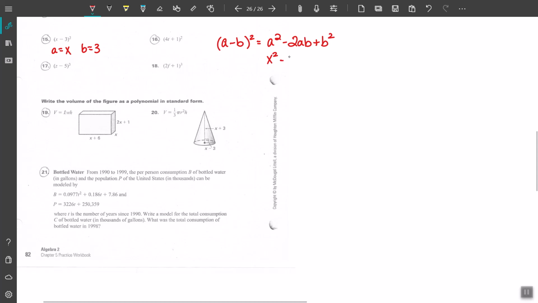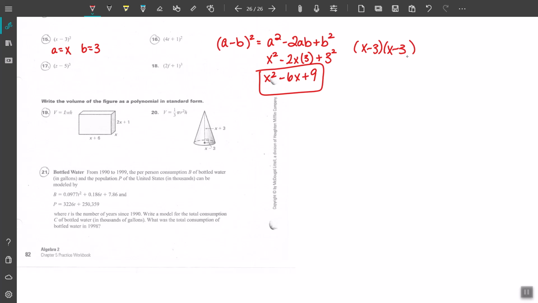We'll end up with x squared minus 2 times a times b plus b squared. And so that would be 3 squared, like that. And then I'm just going to simplify it. Okay. And there's our answer for that one. Now, if you go blank and forget the pattern, then you could just rewrite x minus 3 times x minus 3, because that's what x minus 3 squared means, and then FOIL, and you'll get the same thing as we got here.